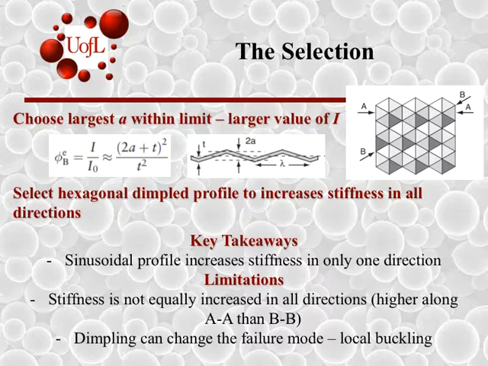One of the problems with this design, though, is you don't get equal stiffening in all directions. So if you look along plane A, you would get a larger compressive strength because those peaks are closer together. But if you look through plane B, it's a lower strength because those peaks are further apart. Additionally, with this design, the dimples would change the failure mode, so you need to be aware how you're loading this sheet if you need to be concerned with local buckling or not.